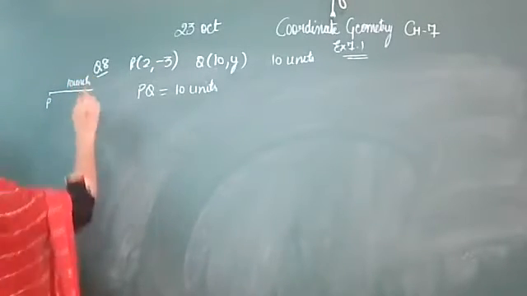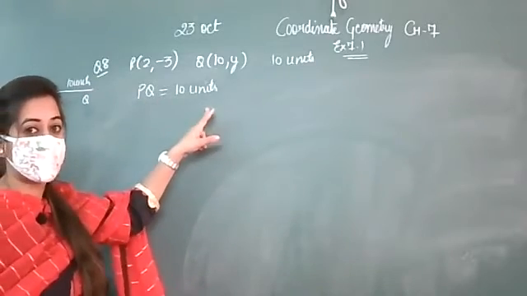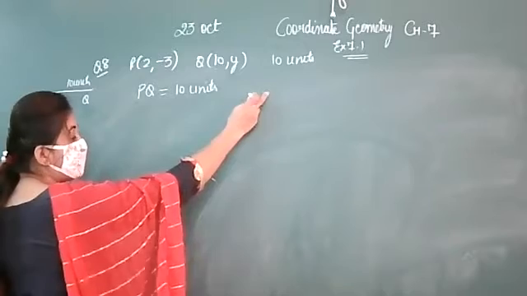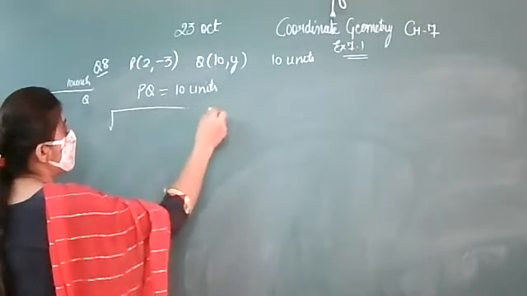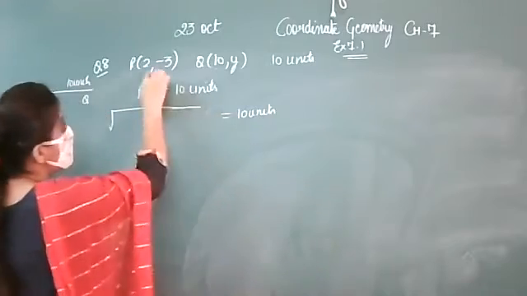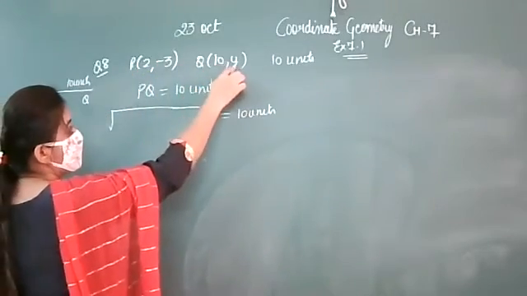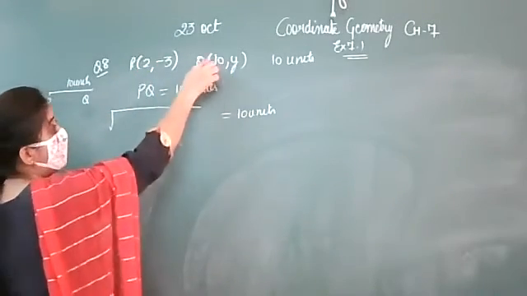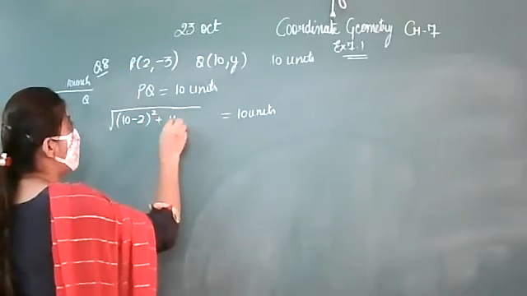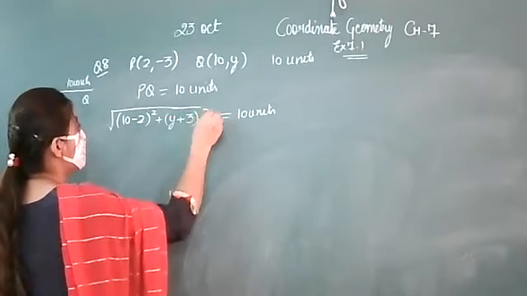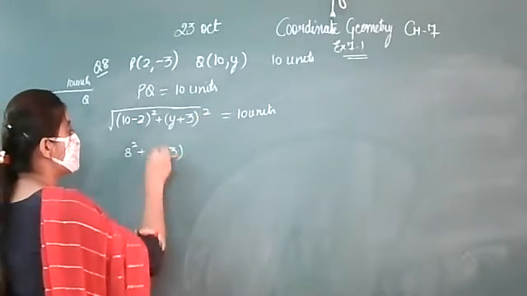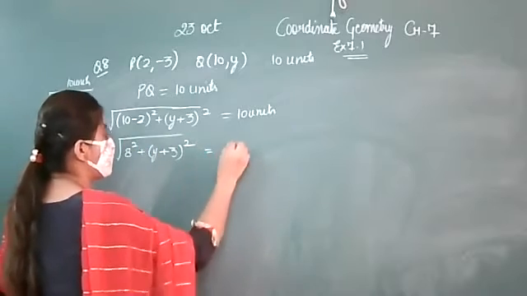So when you apply the distance formula, you will write PQ is equal to 10 units. Now apply the distance formula on PQ. I'm writing it directly without writing the formula. This is your x1, y1, this is your x2, y2. So this will become (10 minus 2) whole square plus (y plus 3) whole square. This will give you 8 square plus (y plus 3) whole square equal to 10.